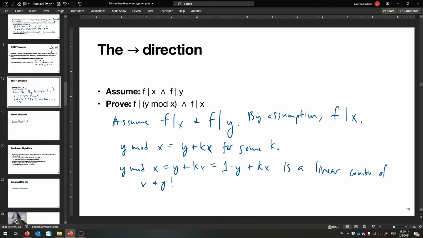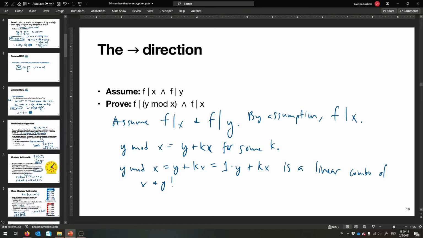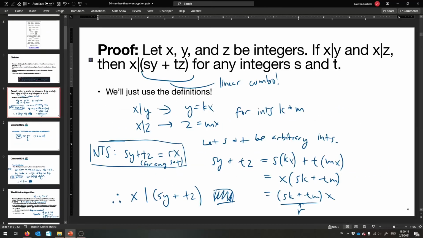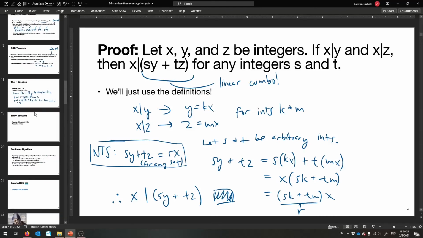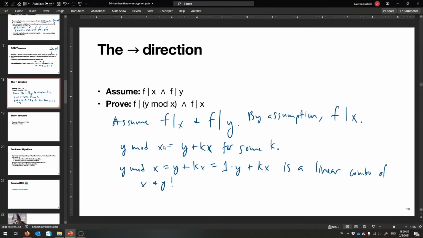Oh, what does that mean? We proved a theorem about that. If x divides two different numbers, then it divides any linear combination of those numbers. Yes, yes, yes. Therefore, by our theorem above, it's a linear combination of x and y.